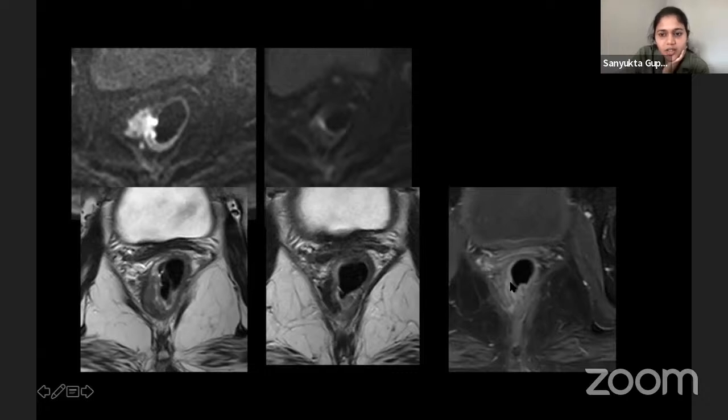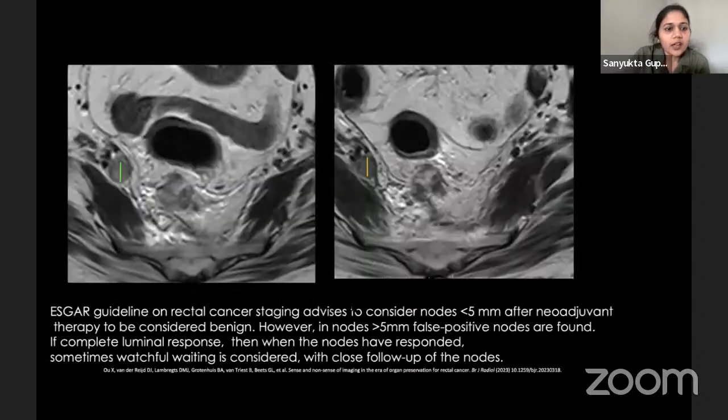These are the contrast enhanced scans. So contrast enhanced scans in post neoadjuvant staging of rectal cancer have assumed importance nowadays and can be carried out. And the ESGAR guidelines on the rectal cancers, about the nodes, the nodal size, advises to consider nodes less than 5 mm after neoadjuvant therapy to be benign. However, in nodes greater than 5 mm, false positive nodes are found. If complete luminal response, then when the nodes have responded, sometimes watchful waiting is considered with close follow-up of the nodes.